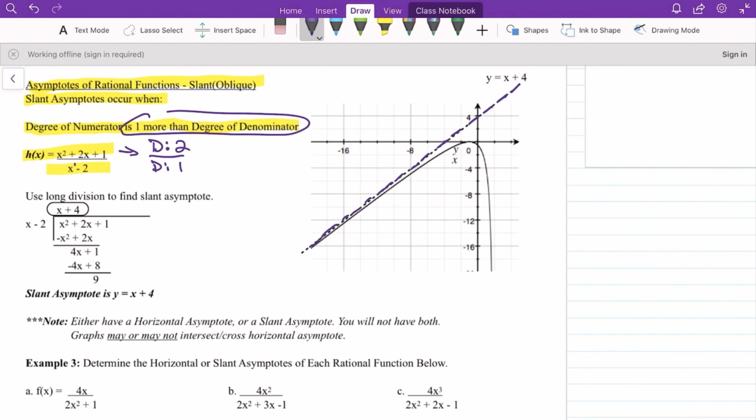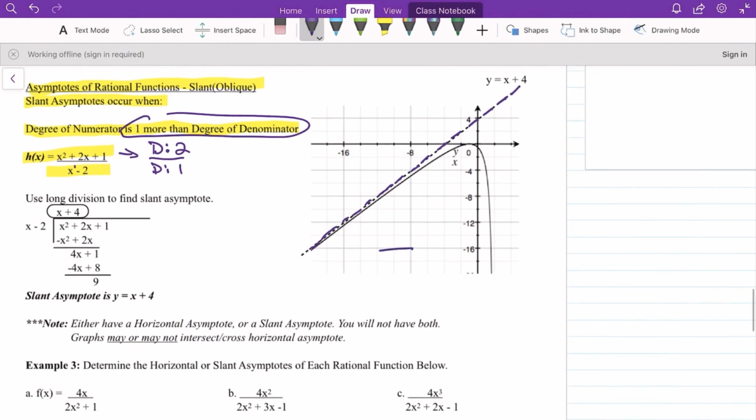So as this graph goes to negative infinity, you can kind of see it, the line of the graph is actually going to resemble this linear function.